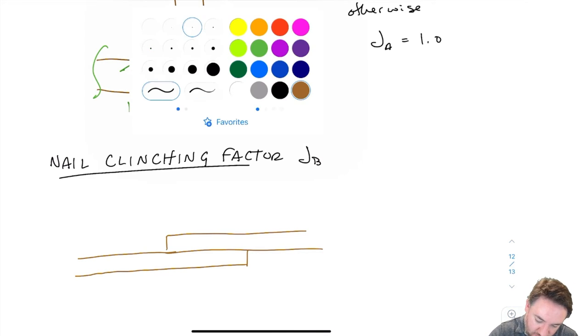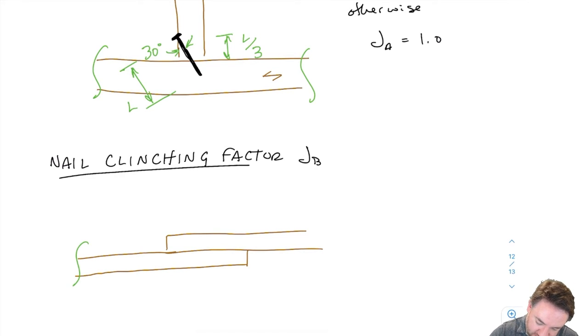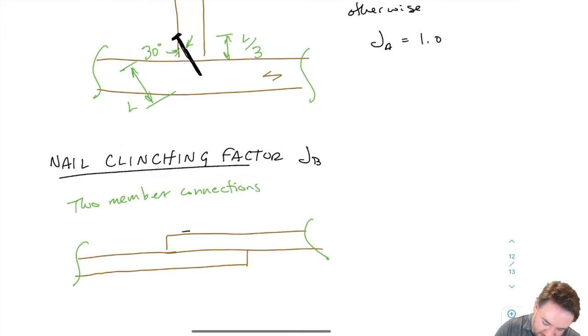Okay, so this one only applies to two member connections. Basically what I do is, if I nail a nail through, I can use a nail that is longer than I need to get just into the next member. So I can go a little bit longer.